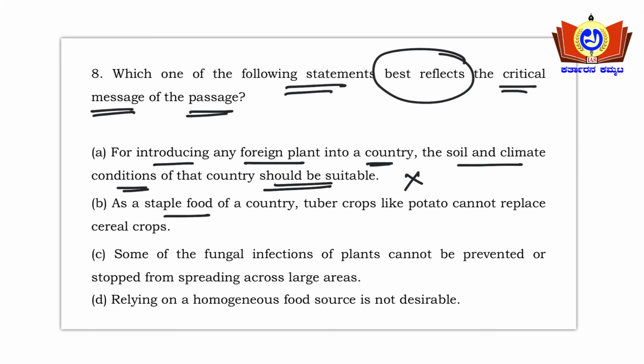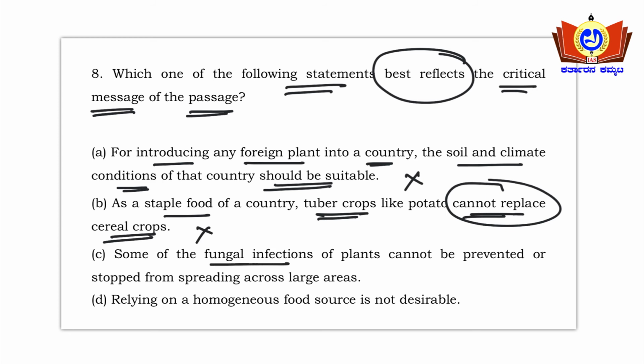Option B: as a staple food of the country, tuber crops like potato cannot replace cereal crops. See, in the first few lines of the paragraph, it has told that the potato had become a reliable backup to cereal crops, particularly in the cold, rain-soaked soils of Ireland. The sentence is telling the opposite. So according to the passage, option B is also wrong.